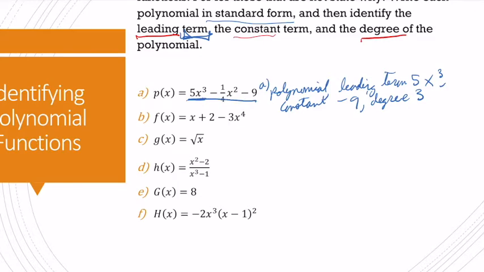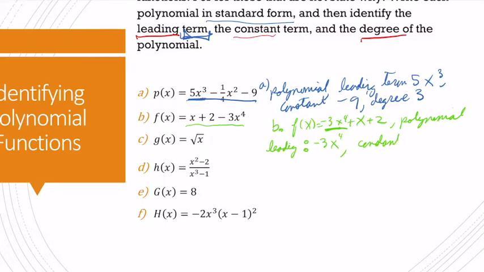Let's switch colors and look at problem B. I've got x plus 2 minus 3/4 x to the 4th as my function. Well, this is a polynomial, but we must rewrite it in standard form. And it is a polynomial, like I said. Its leading term is -3/4 x to the 4th, and its constant is 2. This is actually a degree 4 polynomial.